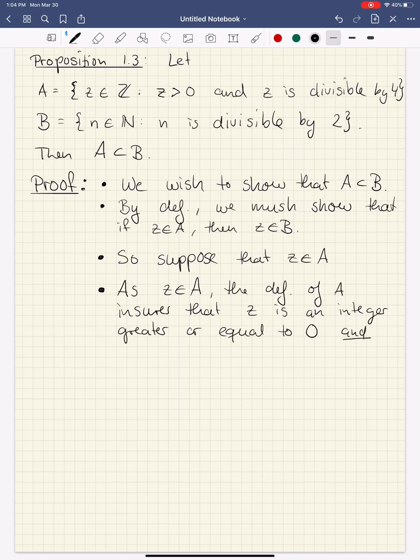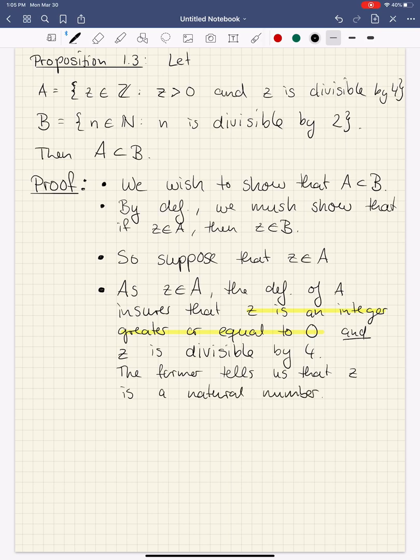And z is divisible by 4. And now we're going to translate this. So this first part here, z is an integer greater or equal to 0. This just means z is a natural number.